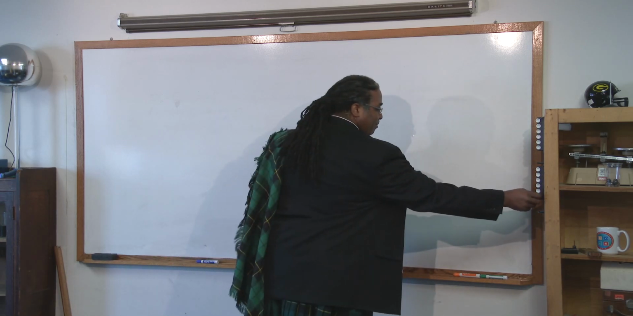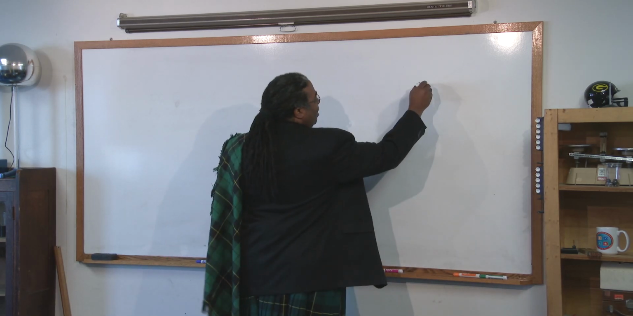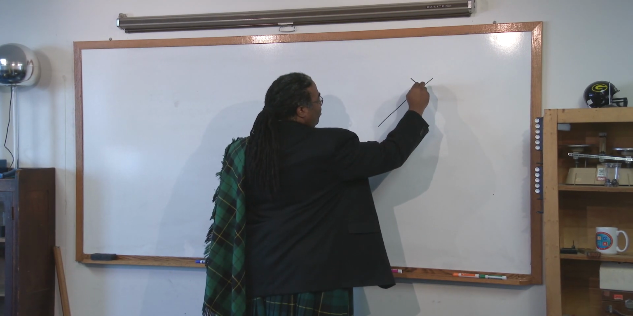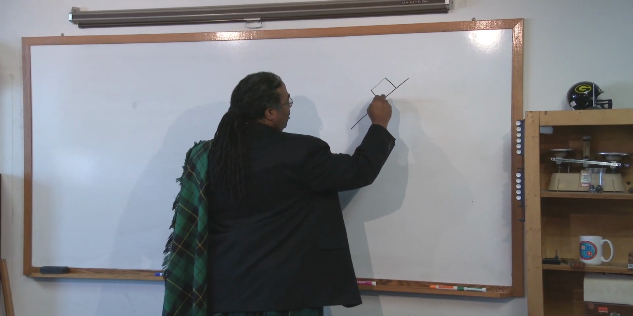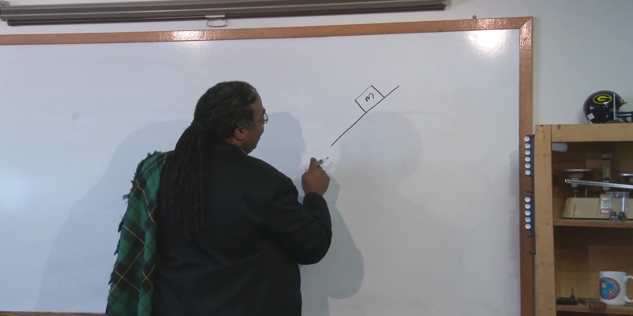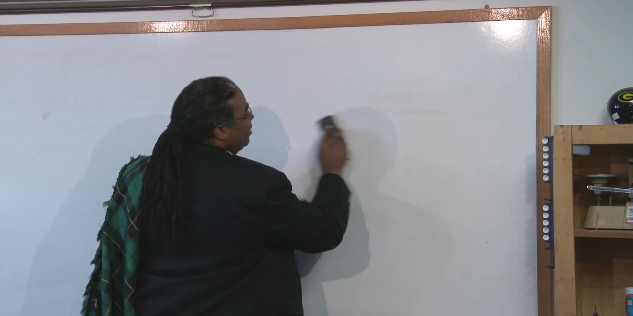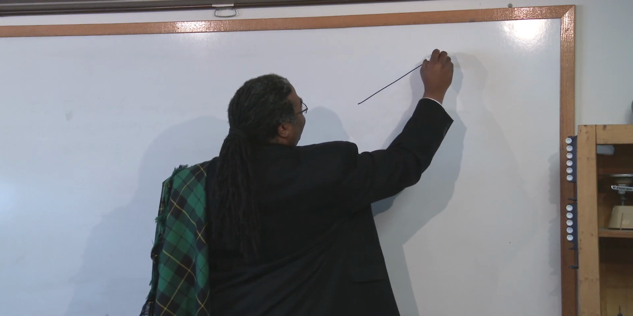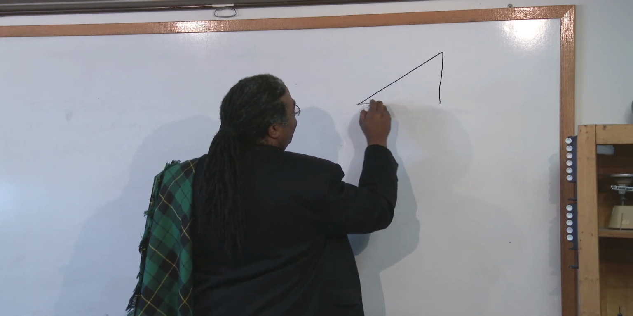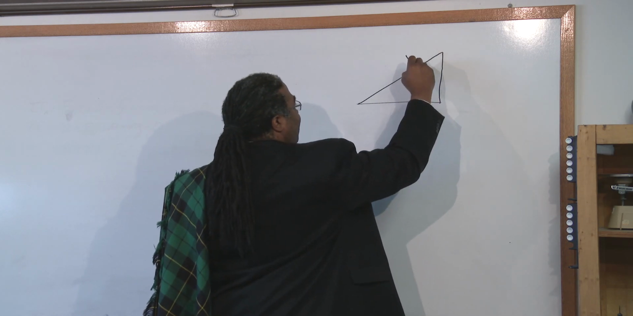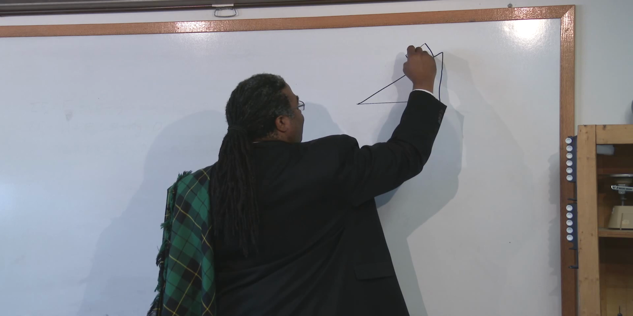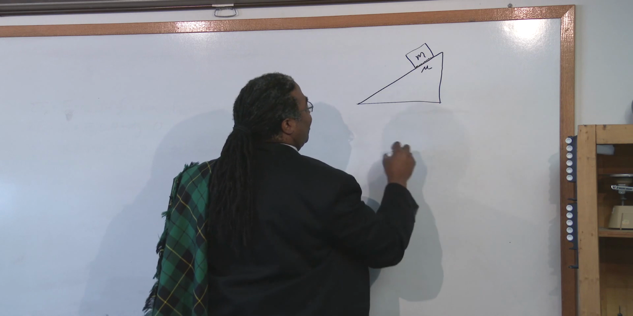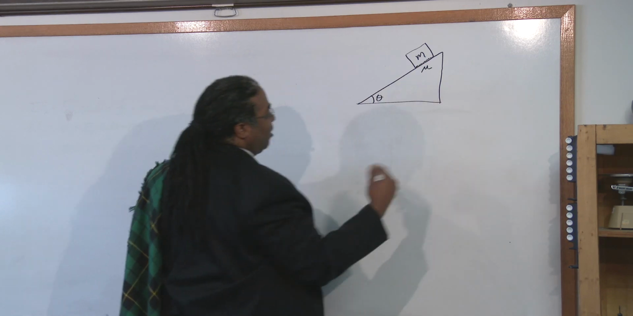Let's see. So let's say that we have a block that's on an incline, just like this. I think I made that a little steep, so let's make it a little less dramatic. There we go. So you have a block on an incline, and let's add friction. Let's live on the edge today. And the incline is at some angle theta.